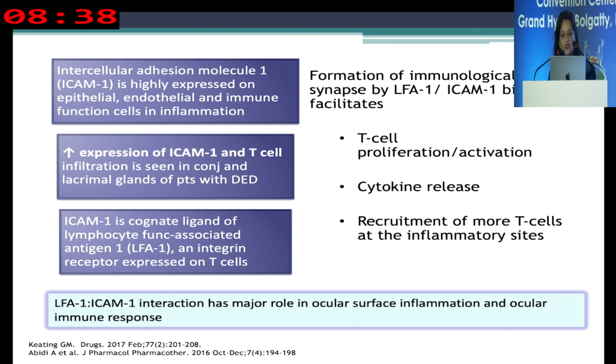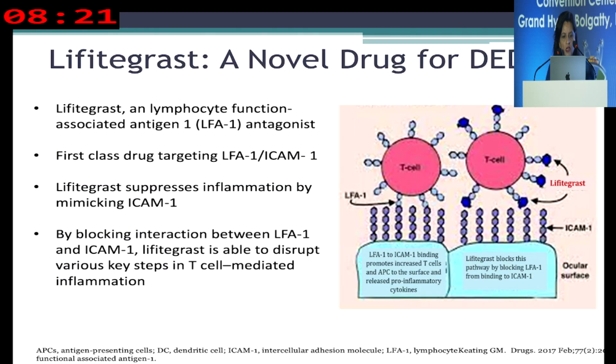So once this formation of the synapse between the LFA and ICAM occurs, this causes T cell proliferation, cytokine release, and recruitment of more T cells. And LFA1 ICAM1 interaction has a major role to play in ocular surface inflammation and ocular immune response. So Lifitegrast is basically a lymphocyte function antigen 1 antagonist, and it suppresses the inflammation by mimicking ICAM1, and it blocks the interaction between LFA1 and ICAM1.